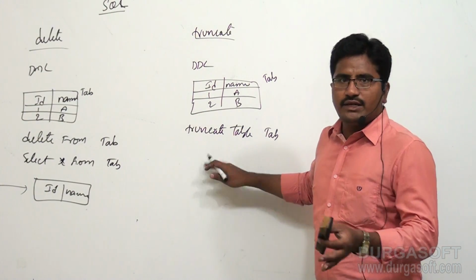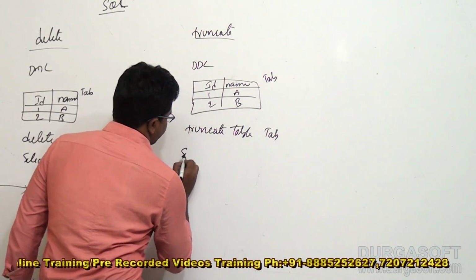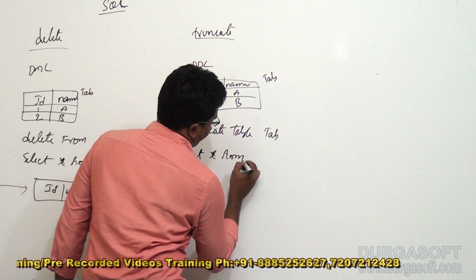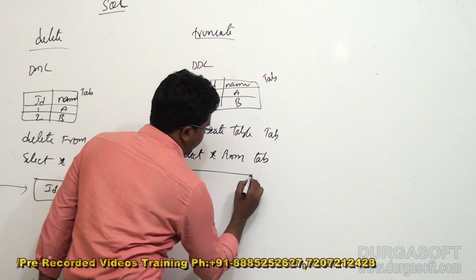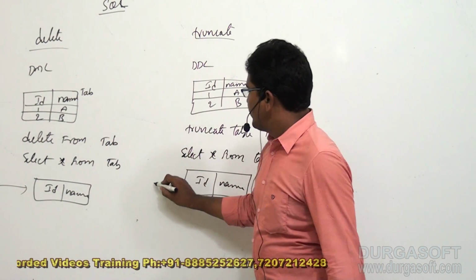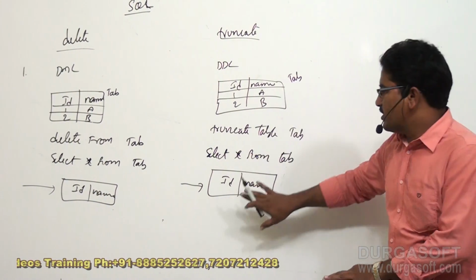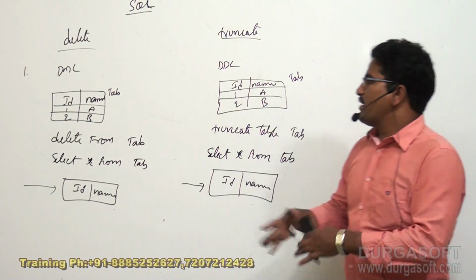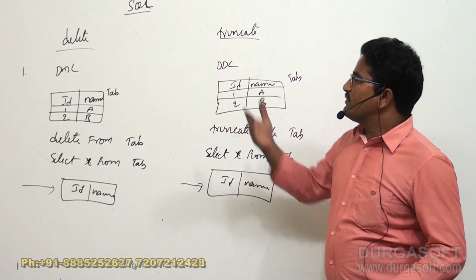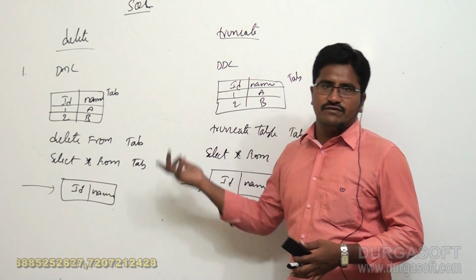After using truncate, let us see what is remaining by using a select statement. Select star from tab. So here also what happens? You can see the same output, ID and name, for truncate. For delete we have the ID and name, for truncate also we have the ID and name, so both commands give the same output. Then why should we use truncate and why should we use delete? When you have the same output for both commands, what's the difference?